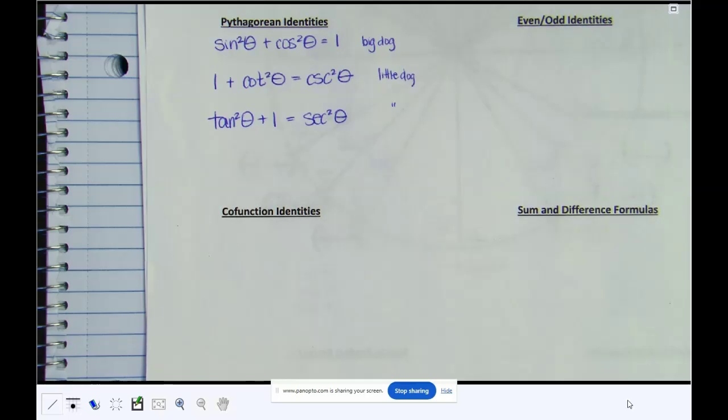Okay? Yes, thank you. Big dog. Little dog is 3 syllables, so it's too many. Would you rather go with Pythagorean identity, which is like 7? Okay, there you go. It's 9. Yeah.